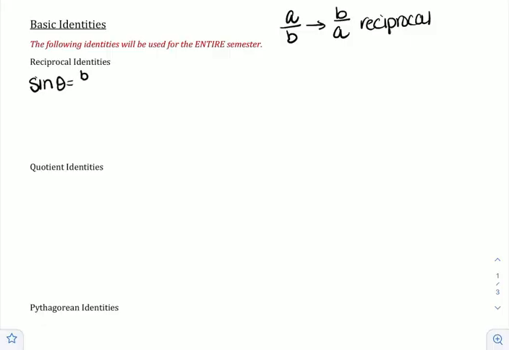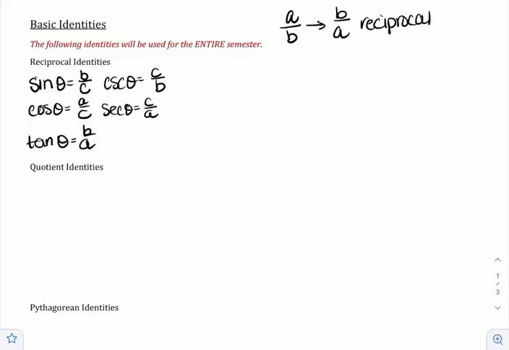Sine of theta was B over C. Cosine of theta was A over C. Tangent of theta was B over A. The cosecant of theta was C over B. The secant of theta was C over A. And the cotangent of theta was A over B. And I positioned them this way on purpose because I'm putting the reciprocals right next to each other. So sine and cosecant are reciprocals, cosine and secant, and tangent and cotangent.